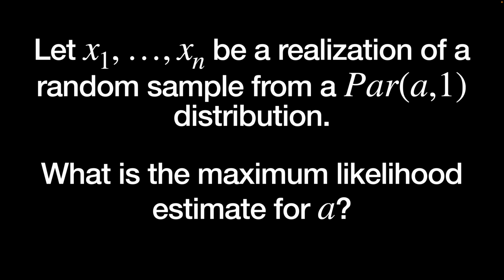If we let x sub 1 all the way to x sub n be a realization of a random sample from a Pareto distribution with parameters a and 1, what is the maximum likelihood estimate for a?